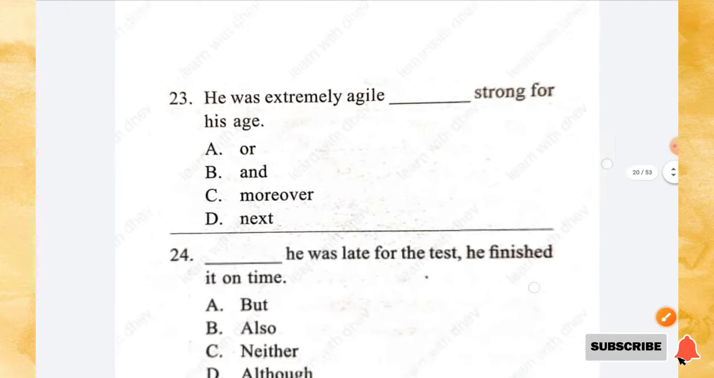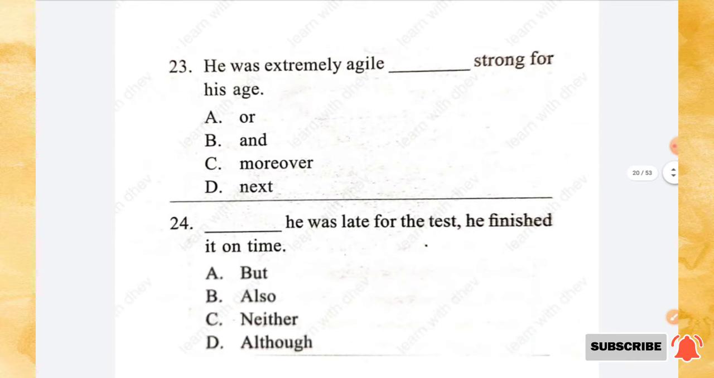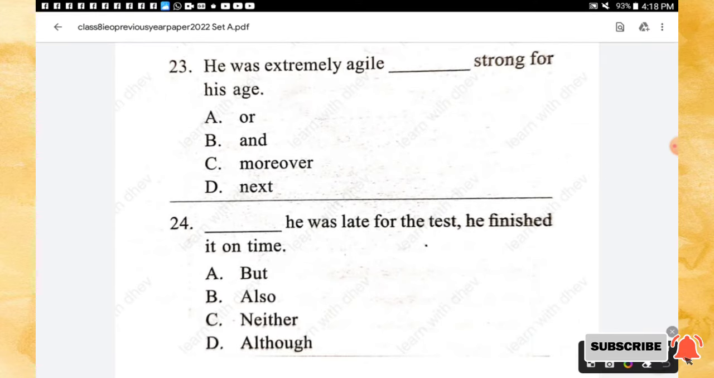Question number 23. "He was extremely agile, to be filled up, strong for his age." Options are: and, moreover, next. The right answer is: he was extremely agile and strong for his age.